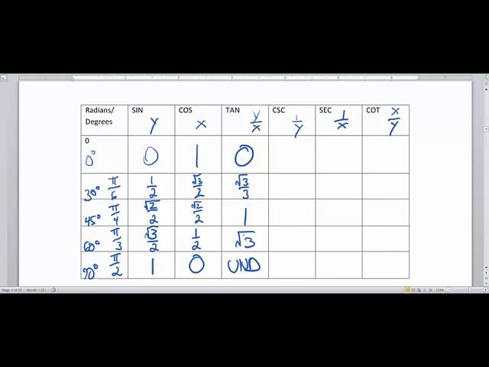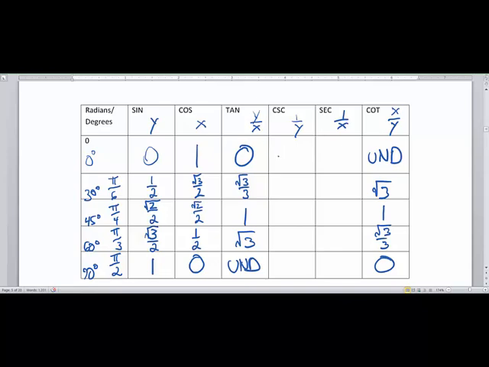Now, if I've memorized this second column, I can then inverse it for this column over here by putting this as a 0, square root of 3 over 3, 1, square root of 3, and undefined. So again, if I've memorized the sine column, I can get the cosine column. If I've memorized the tangent column, I can get the cotangent column.